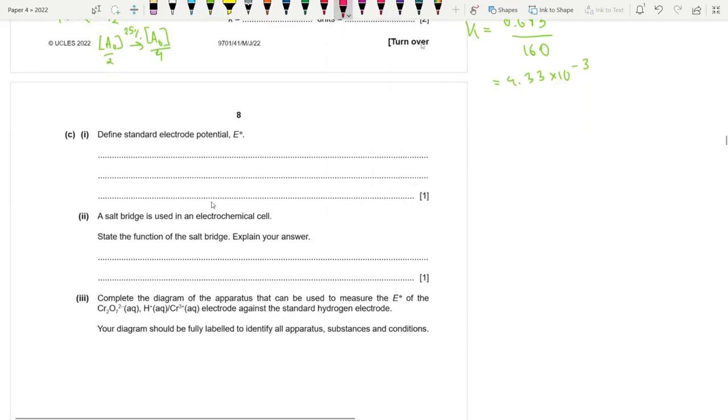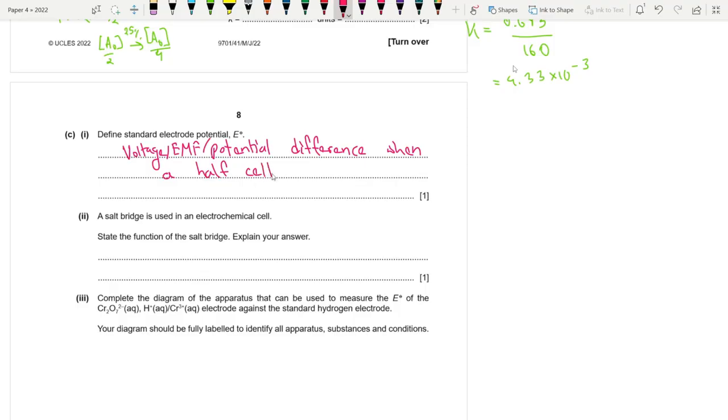Define standard electrode potential. Okay, really important. It is the voltage or EMF, or you could say it is the potential difference, when a half cell is connected to a standard hydrogen electrode (SHE). Do you understand?